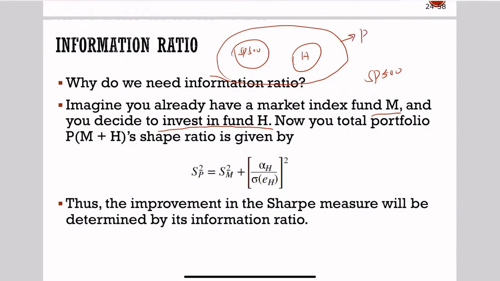And then portfolio P's Sharpe ratio is given by this formula. What you can see here is that the improvement in the Sharpe ratio is given by the information ratio, right? So if this fund H has a larger information ratio, then portfolio P's Sharpe ratio will be larger, right?